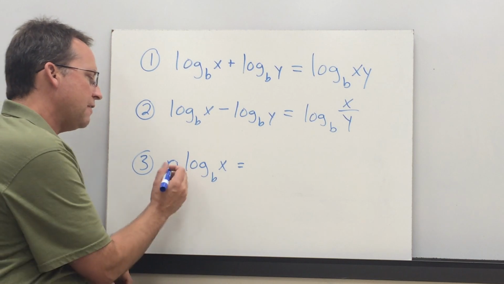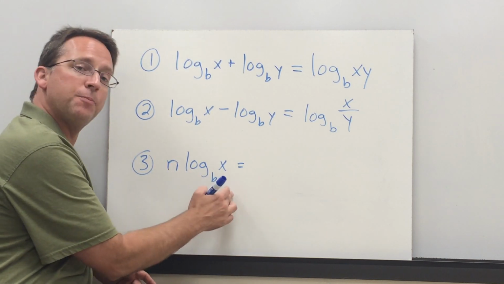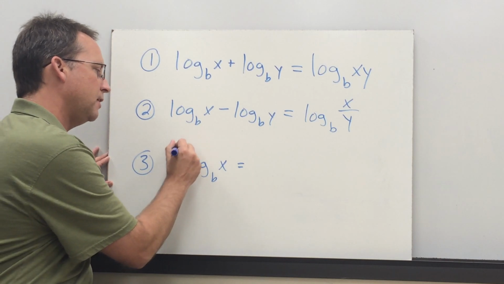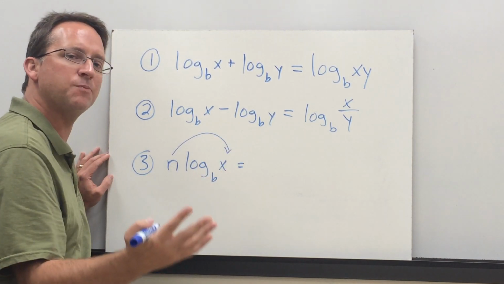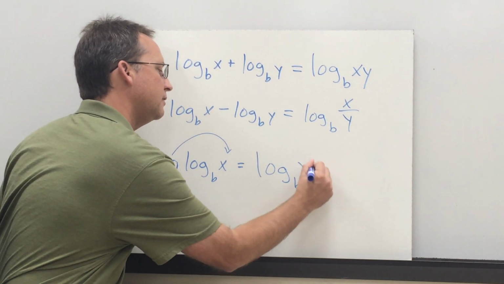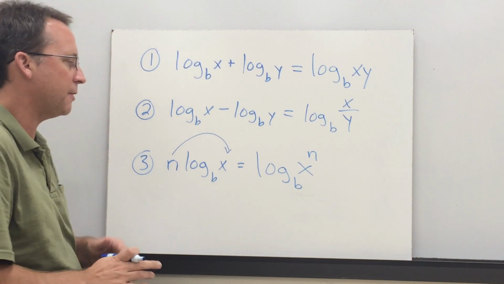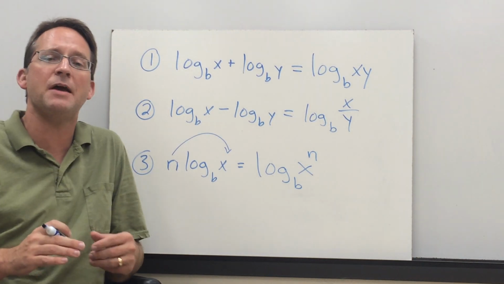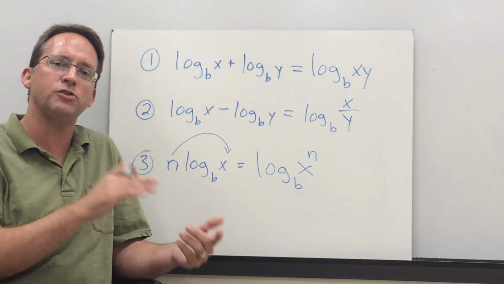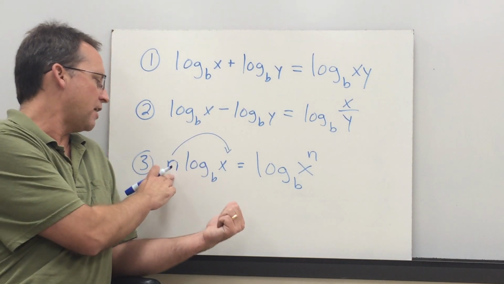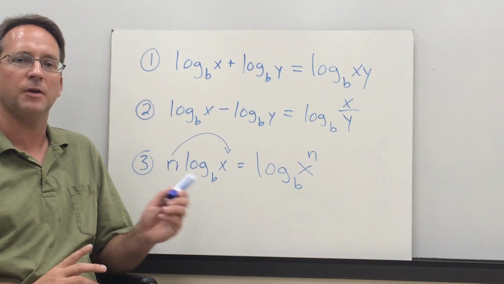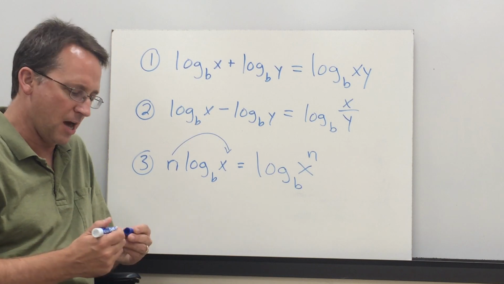And then the third one here, if I've got some number that I'm multiplying by the logarithm, I can take that coefficient there and it can come up and become an exponent in the argument. This can become the log base b of x to the n power. So there's your three major properties. Adding logs, you multiply the arguments. Subtracting logs, you divide the arguments. If you've got a coefficient of your log, that coefficient can become an exponent for your argument. Right? Make sure you've got those jotted down somewhere.